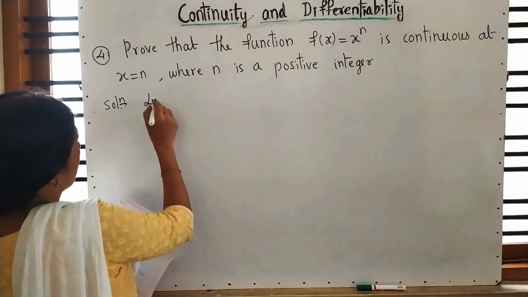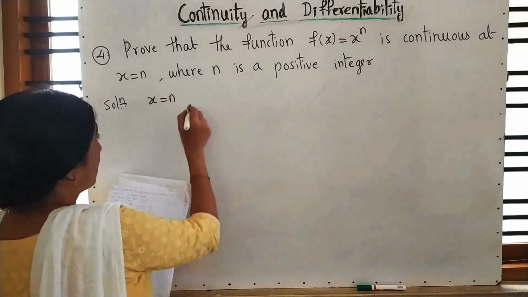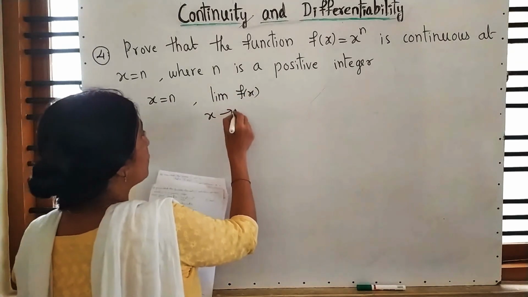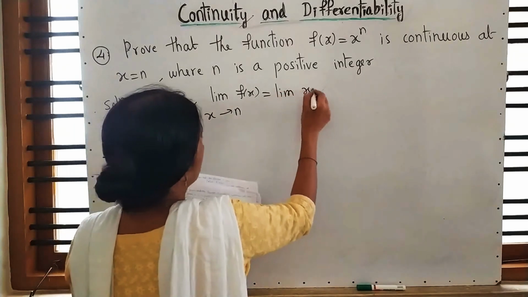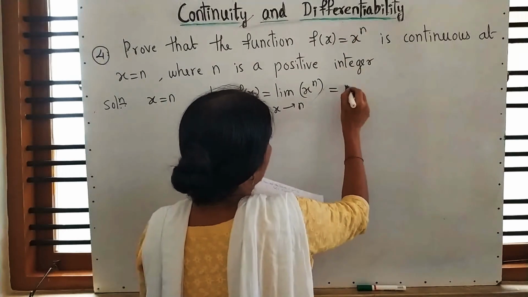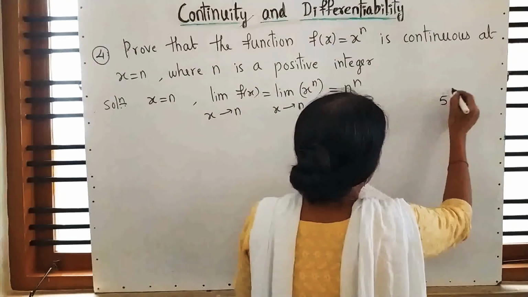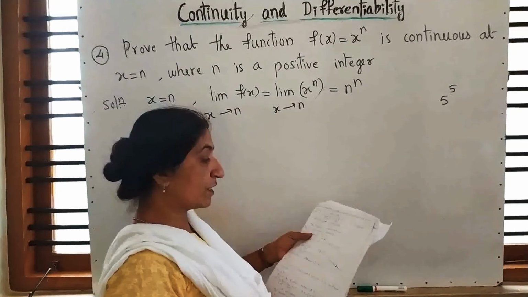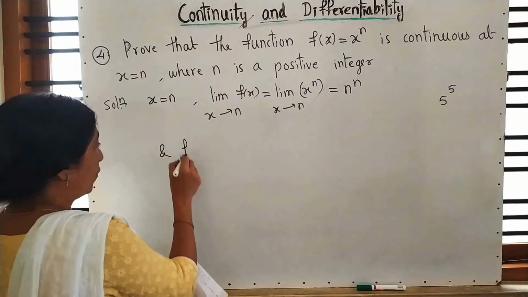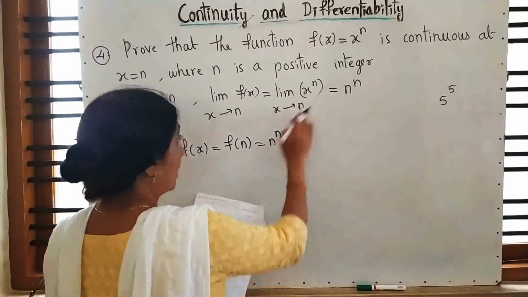Let us take x is equal to n is given. Then limit f of x as x tends to n is what? Limit x raised to n as x tends to n. In place of x, if you write n, remember n is a positive integer. So for example, what is 5 raised to 5? 5 raised to 5 is again a positive integer, yes, it is a constant. And what about f of x? That is nothing but f of n, that is nothing but n raised to n. See, are they equal or what?